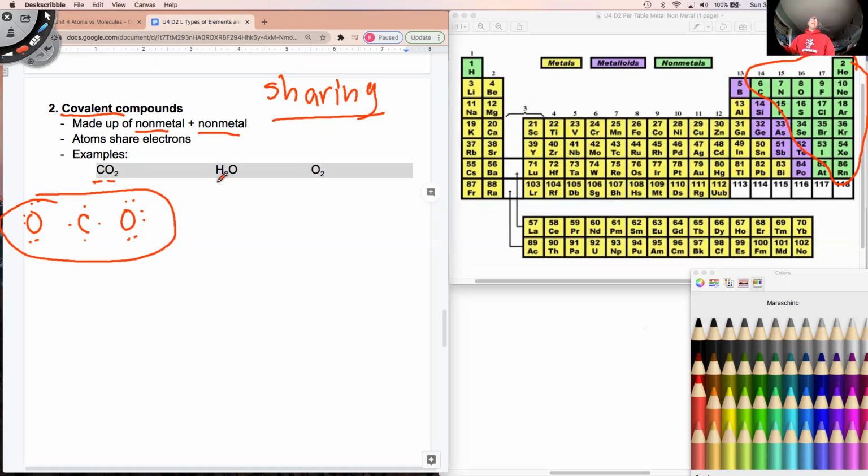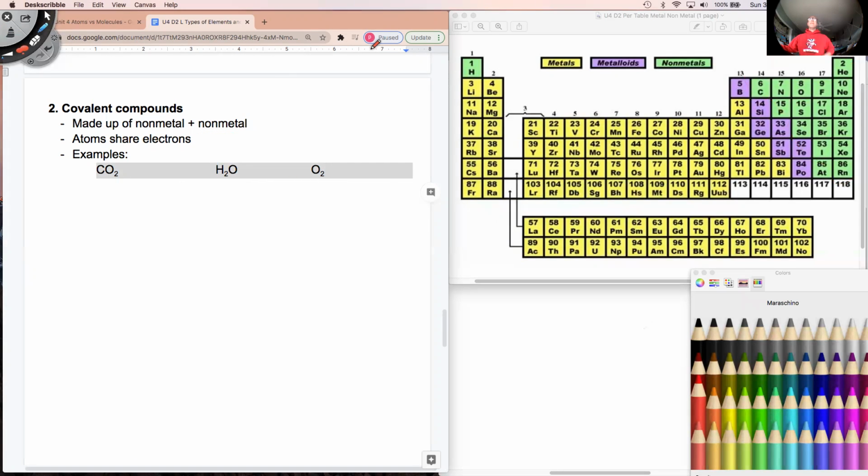But again, it's a different lecture. You're just learning right now that nonmetals are covalent compounds. So here we have oxygen. We have 1 oxygen bonding to another oxygen right here, and covalent compound.